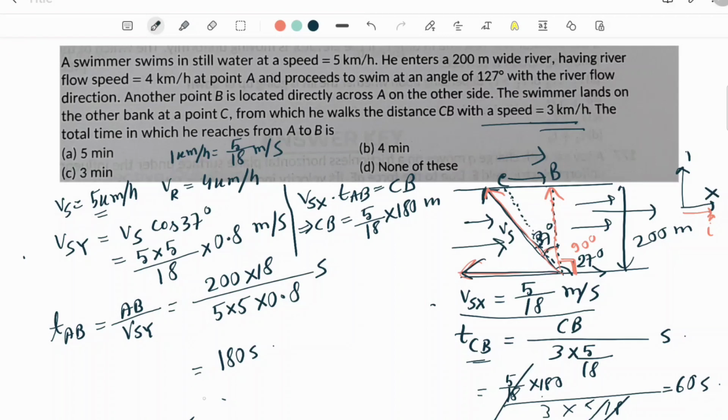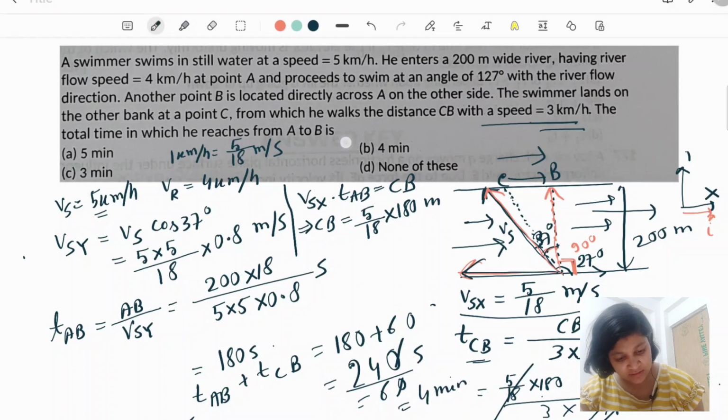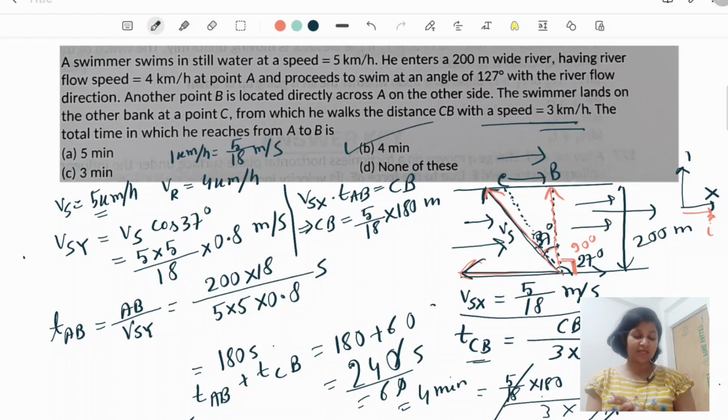60 seconds. So the total time taken is TAB plus TCB, which is 180 plus 60, or 240 seconds. If we divide this by 60, it will become 4 minutes. So the total time taken to go from A to B, that means to swim from A to C and then walk from C to B, is 4 minutes.